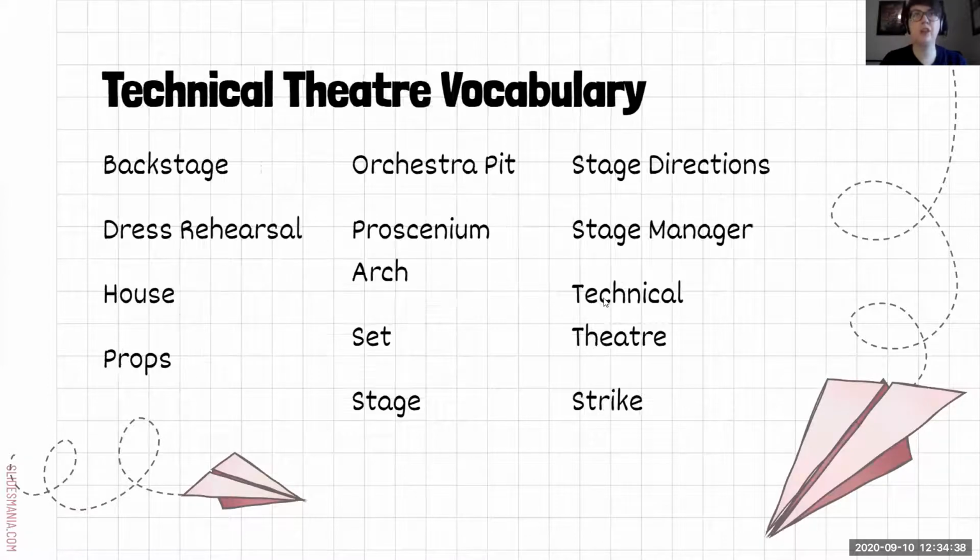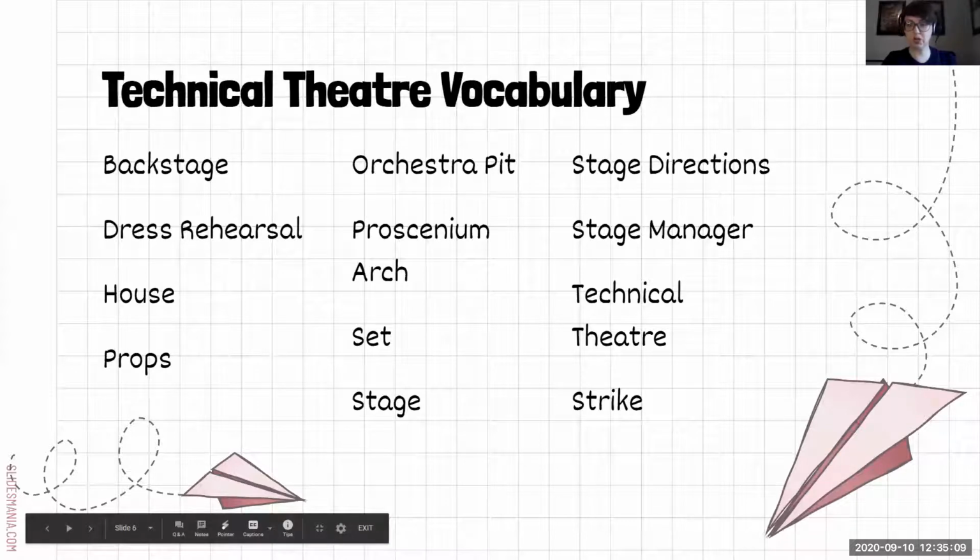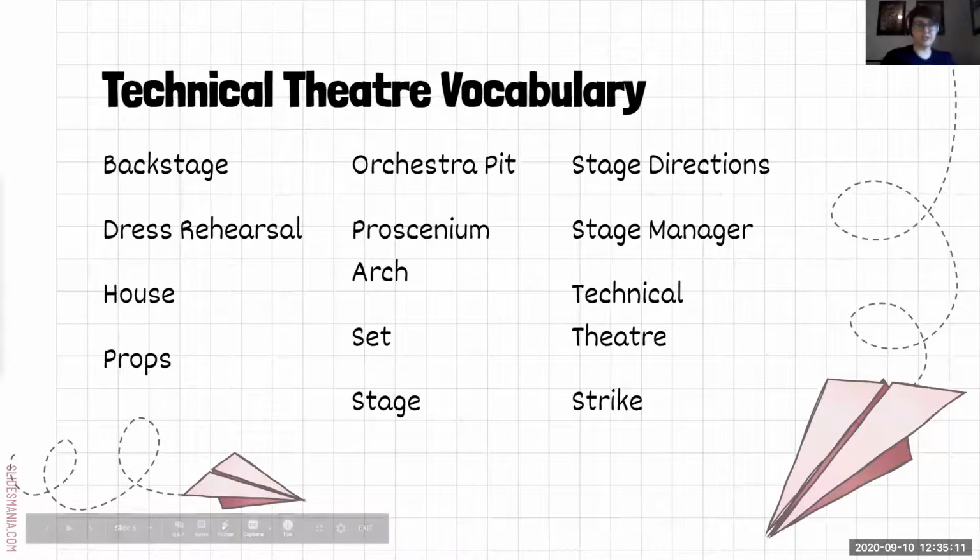Okay. All right. Let's pop over to technical theater vocabulary. There's a bunch here. We've got backstage, dress rehearsal, the house, props, the orchestra pit, the proscenium arch, which we just talked about, the set, the stage, stage directions, which we talked about, stage manager, technical theater, and strike. Dress rehearsal. All right. So dress rehearsal is when we practice the play in costume.